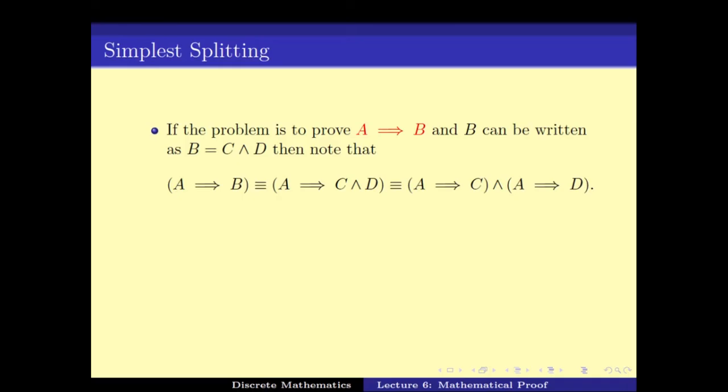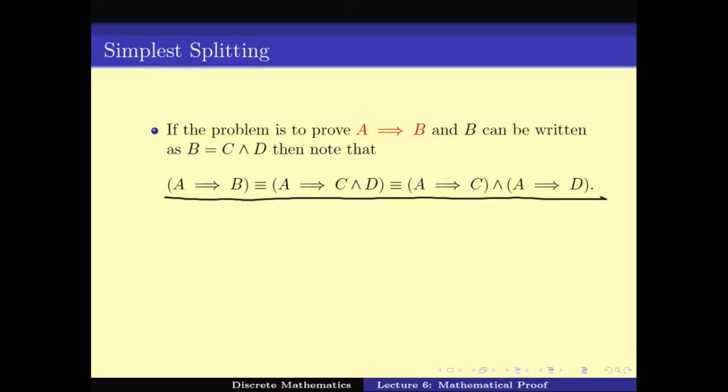Now the simplest way of splitting a problem is when you have A implies B and the B can be written as C and D. The propositional logic statement that guides us here says that if B can be split up into C and D, then A implies B, which is of course the same as A implies C and D, is the same as A implies C and A implies D. So in other words, if I give you the problem A implies B, and you can split up B as C and D, it is good enough to first show me that A implies C, and then show me A implies D. Here is an example where we split the big problem into two smaller problems, namely A implies C and A implies D.